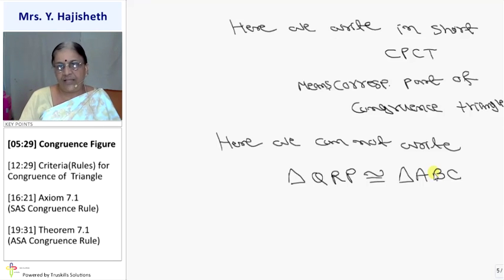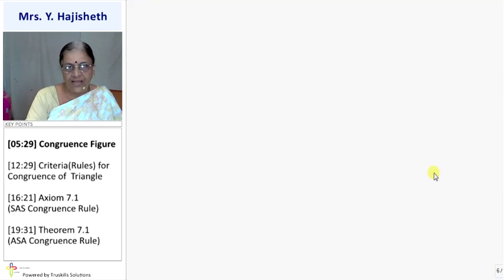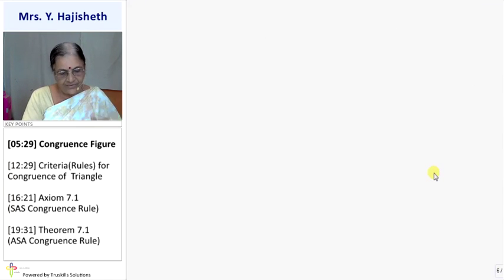P corresponds to A, to P pehle likhna padega. Q corresponds to B, to Q baad mein likhna padega. And C corresponds to R, to R last mein likhna padega. Clear? Corresponding ka matlab samajh mein aaya? First with first, second with second, third with third.